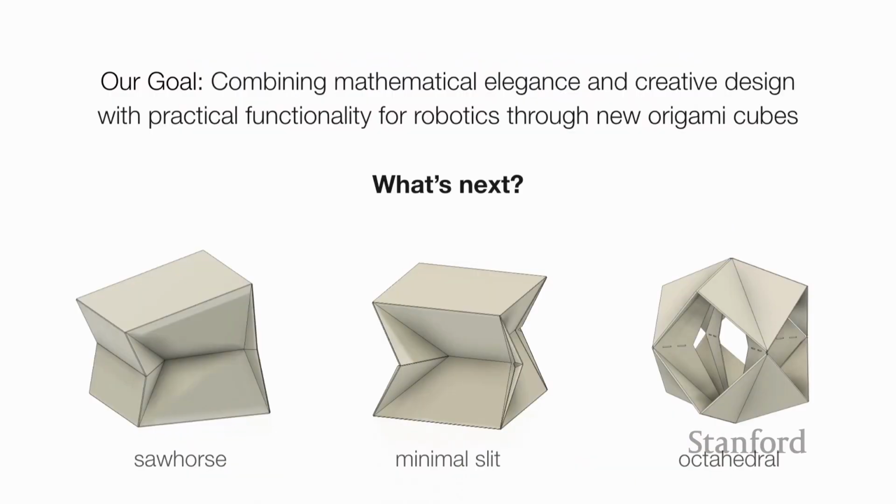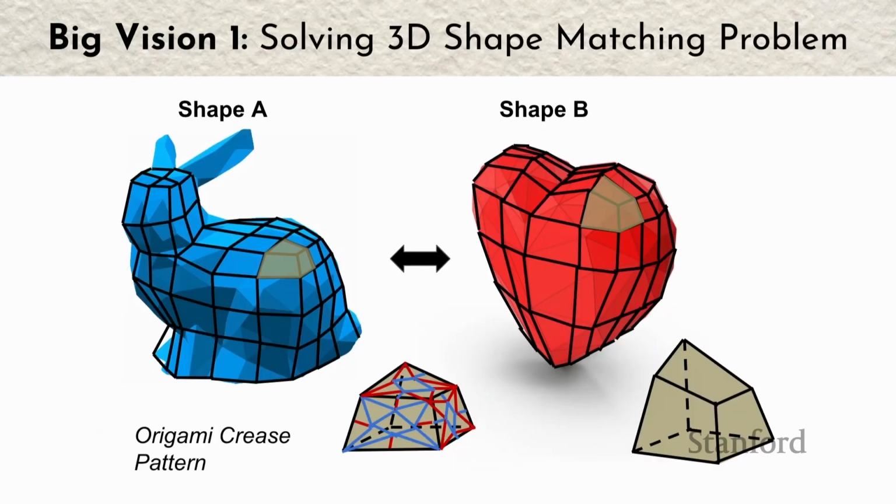So, okay, what's next here? We talked about 3 different cubes. We have Sawhorse, minimal slit, octahedral, and briefly touched on a few other budding work. One big vision, I think, is a pretty large challenge, which is a 3D shape matching problem. If you want to create a robot that is able to do shape shifting, like here's one shape, here's another shape, and we want both of those shapes to be energetically minimal, then I think this is one potential pathway, just because it's a super coupled system.